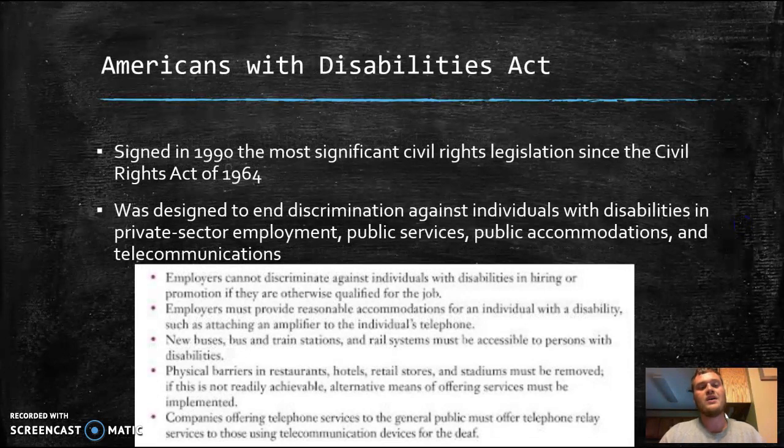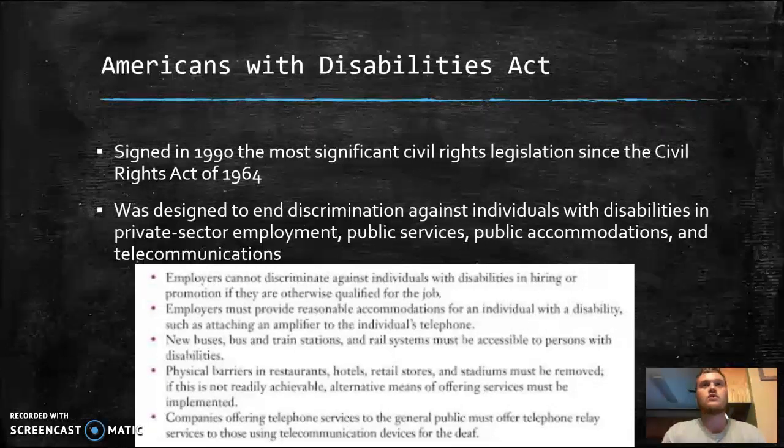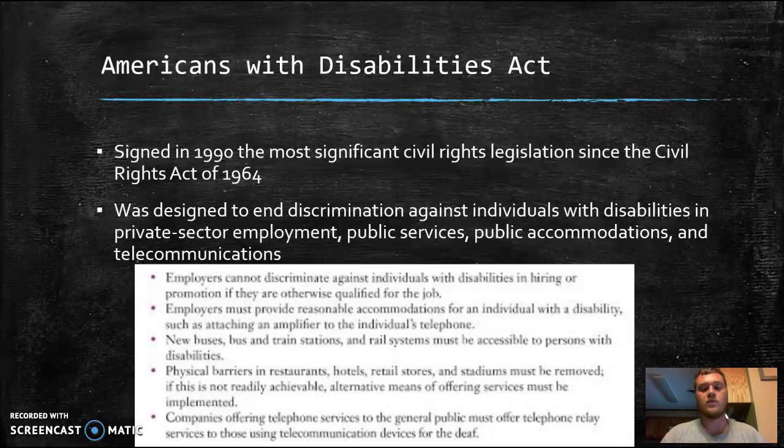The Americans with Disabilities Act was signed in 1990 by George Bush and is the most significant civil rights legislation since the Civil Rights Act of 1964. It was designed to end discrimination against individuals with disabilities, whether it be for employment or for transportation. You can't not do something in America because of your disability or because you can't walk. There has to be room for wheelchairs in the bathrooms or in the aisles of the restaurant, whatever it might be. You cannot not allow someone to have a service because of their disability.